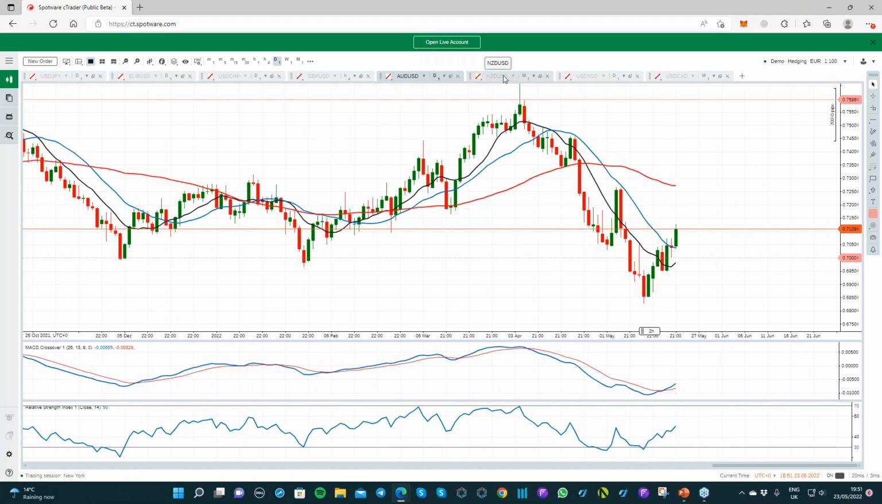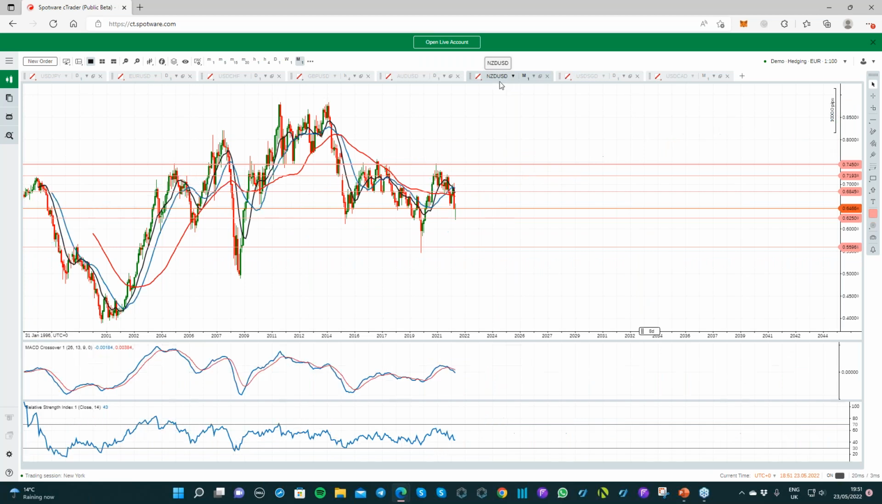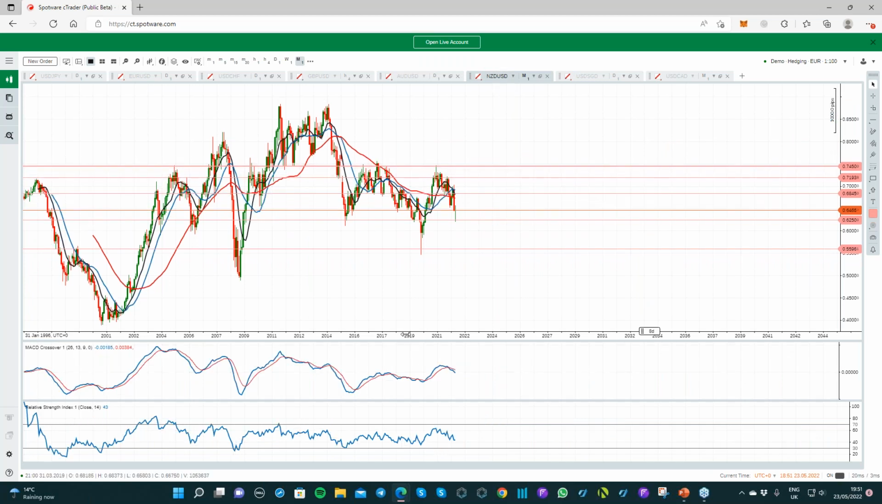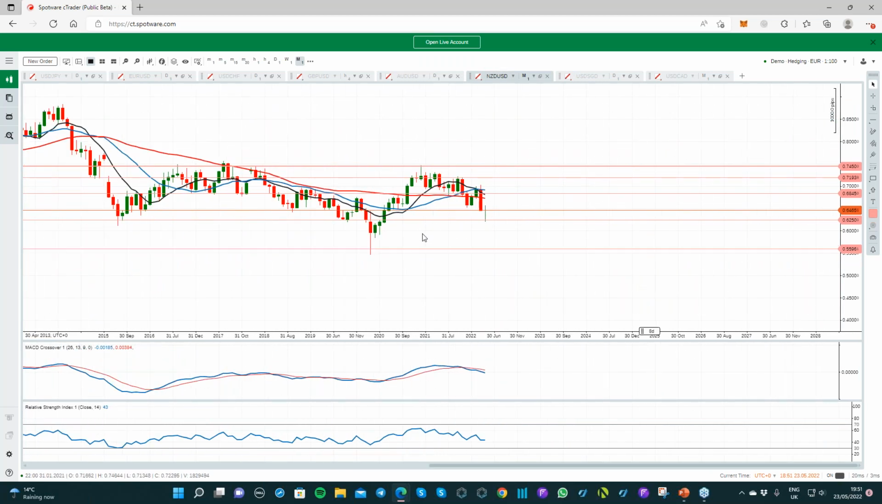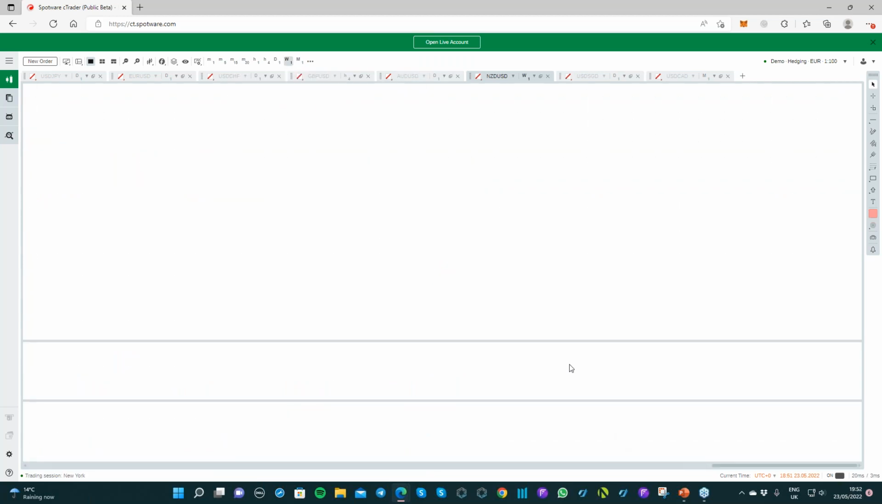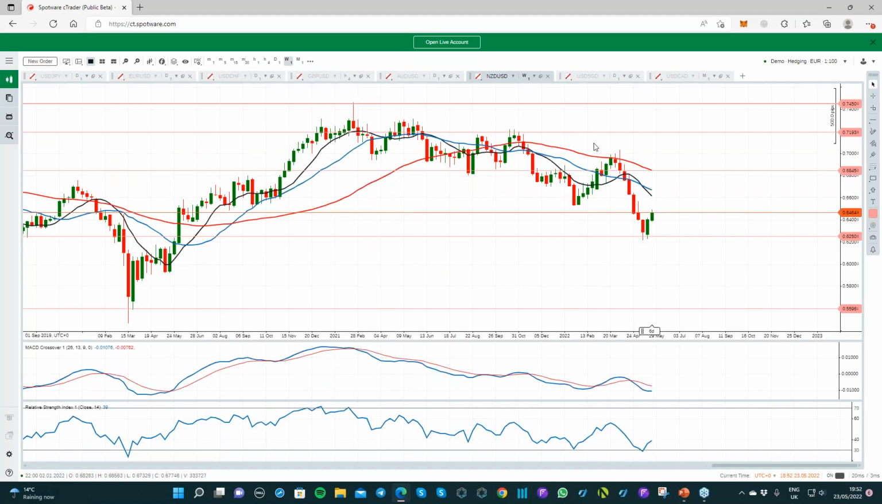So let's move on to Kiwi Dollar. Kiwi Dollar has just reacted again at this horizontal level here from all the way back in 2015. Horizontal level of support. Price has just reacted at that point. It is in a downtrend on the weekly time frame. I've got lower highs and lower lows. It is pulling back currently.